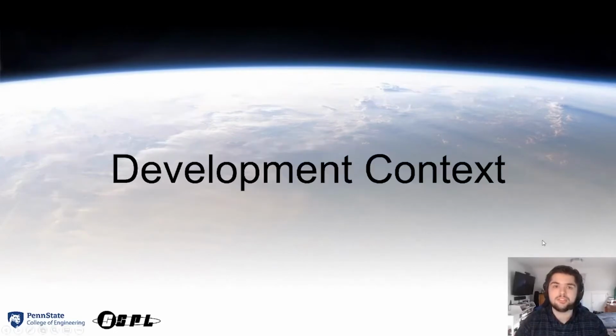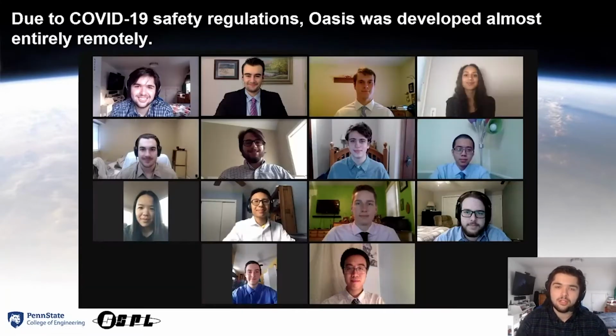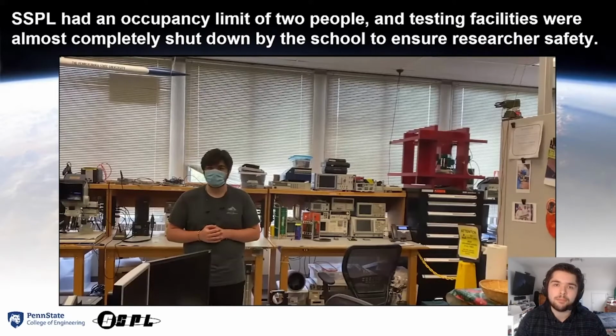Lastly, before we discuss the design of OASIS, let's talk about the context in which this design was developed. Due to COVID-19 safety regulations, OASIS was developed almost entirely remotely. Tools like Microsoft Teams, GitHub, and Zoom were utilized to facilitate work between team members from across the country. To ensure student safety, Penn State shut down almost all research in March, which included testing facilities.